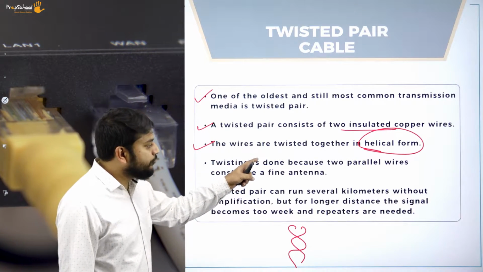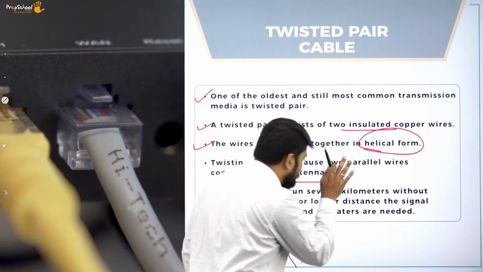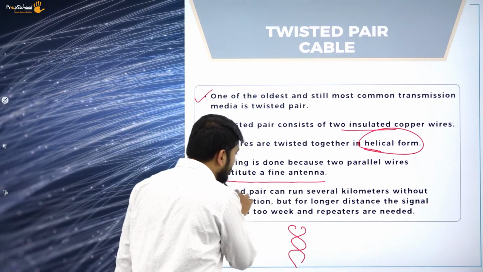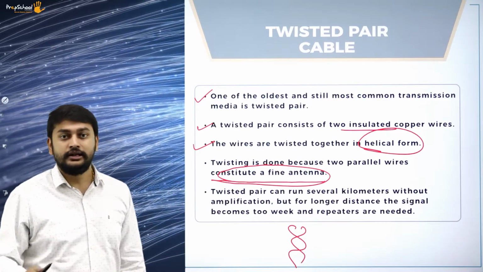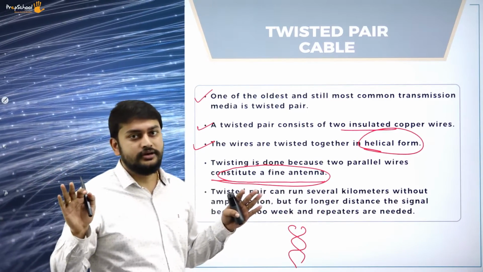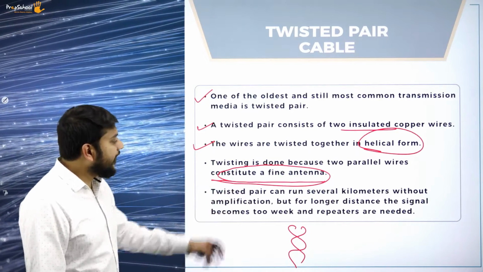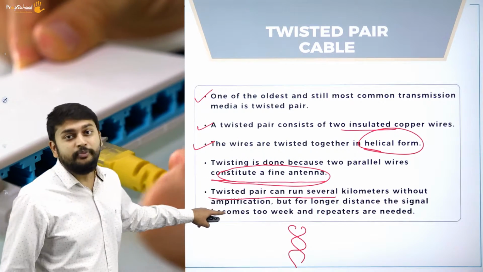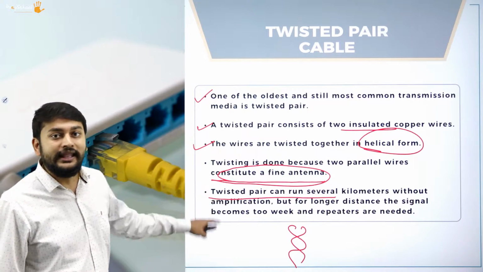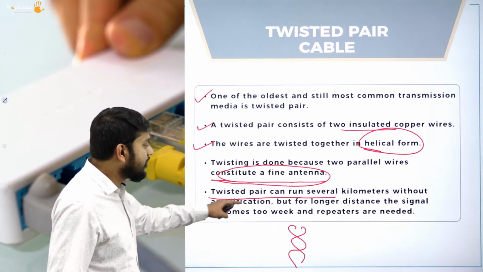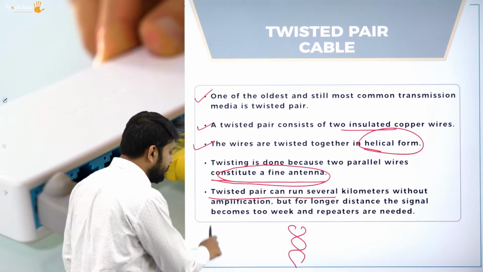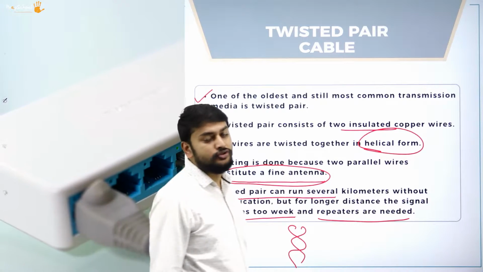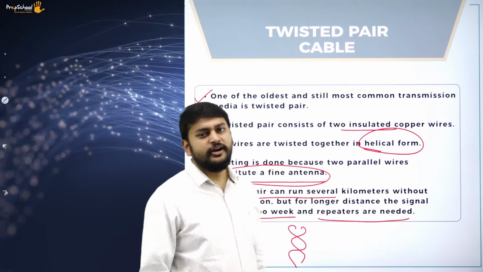The twisting is done because two parallel wires consist of fine antenna. Please understand, that's the main reason: because they act as fine antennas, we are twisting the wires. Very important point, twisted pair can run several kilometers without any amplification. I do not require any amplification to boost the signal, but for a longer distance, the signal becomes too weak and repeaters are needed. That's the main drawback of a twisted pair.